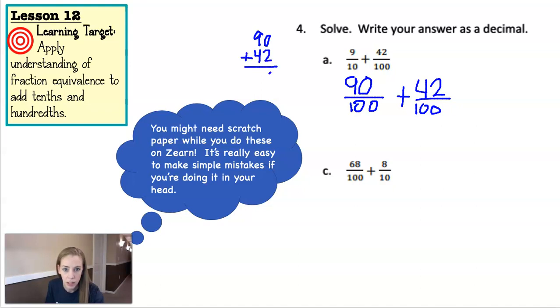Okay, and add it this way. So 0 plus 2 is 2, 9 plus 4 is 13. So you end up with 132 hundredths. And if you're thinking about that as pennies, then because we have to write our answer as a decimal, we have 1 whole and 32 hundredths, or $1.32, would be our answer.